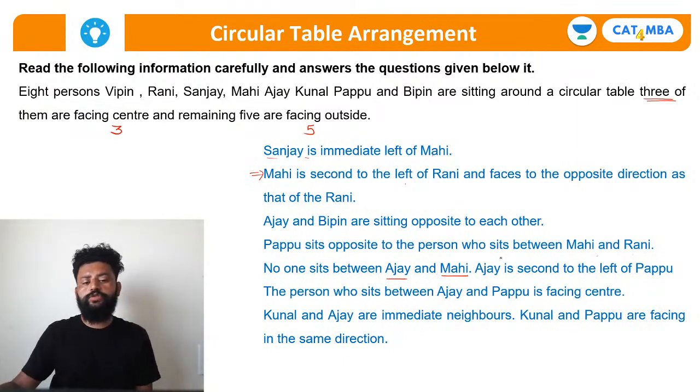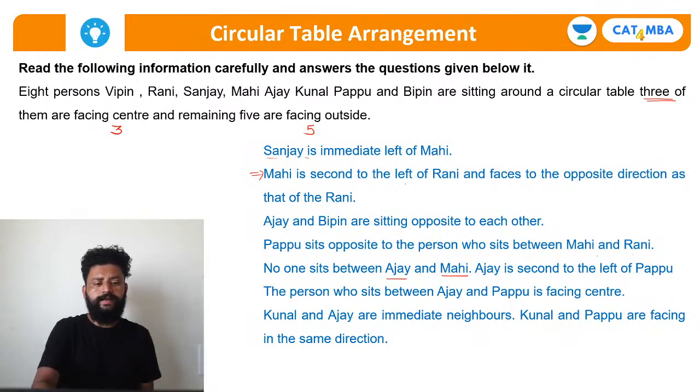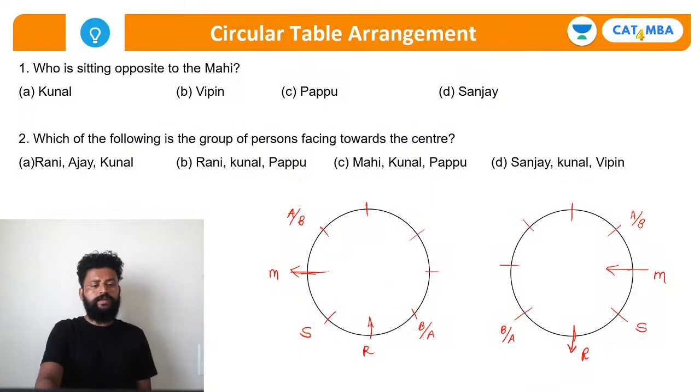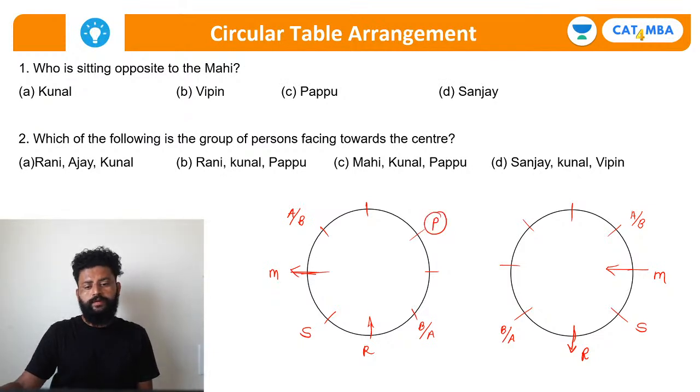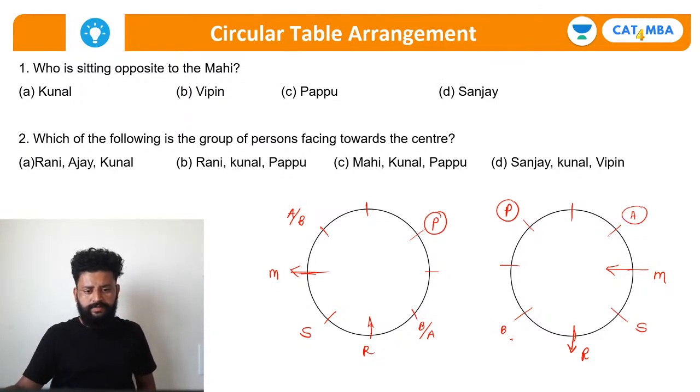Pappu sits opposite to a person who sits between Mahi and Rani. So there is one person who sits between Mahi and Rani. So let's have a look at this diagram. The person who sits between Mahi and Rani is Sanjay, and Pappu sits opposite to that. So here is Pappu, and between Mahi and Rani is Sanjay. No one sits between Ajay and Mahi, so this must be Ajay, and this must be Vipin.